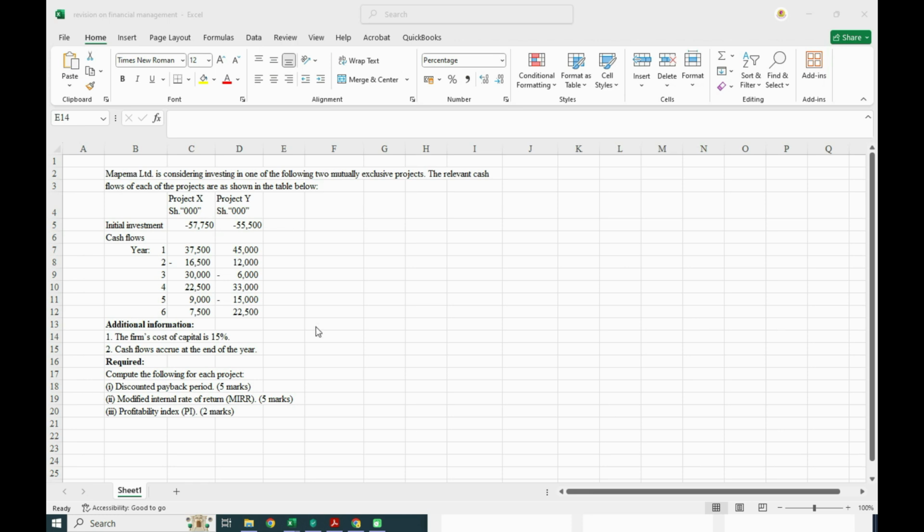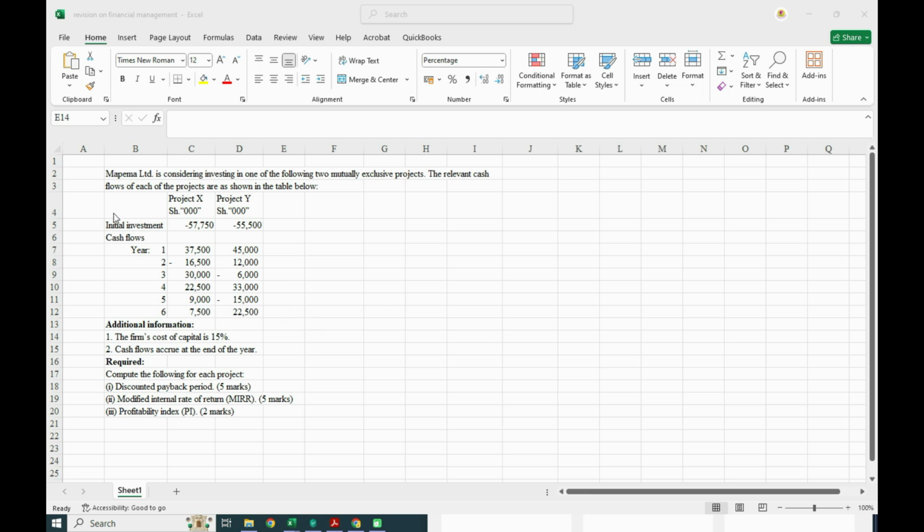So today we are going to look at a revision question on financial management. This is a question that can be done on both business data analytics and even those that are doing financial management for intermediate level. Still, they can use this particular question as part of their revision.